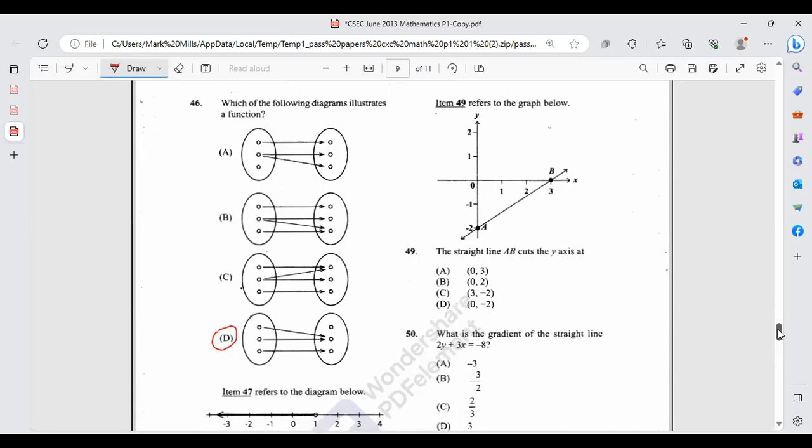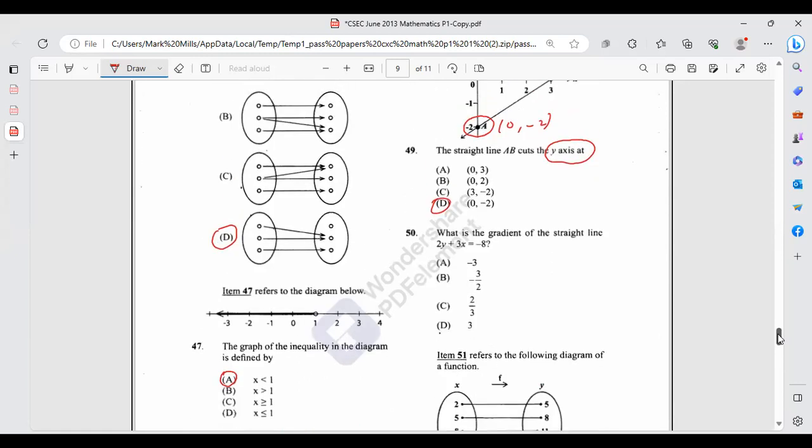(49) The straight line AB cuts the y-axis at where? C, sir. Somebody says C, you sure? Sir, D. Where it cuts on the y-axis. How do you call this coordinate? Sir, 0, negative 2. All right, so the answer will be what? D. Good.